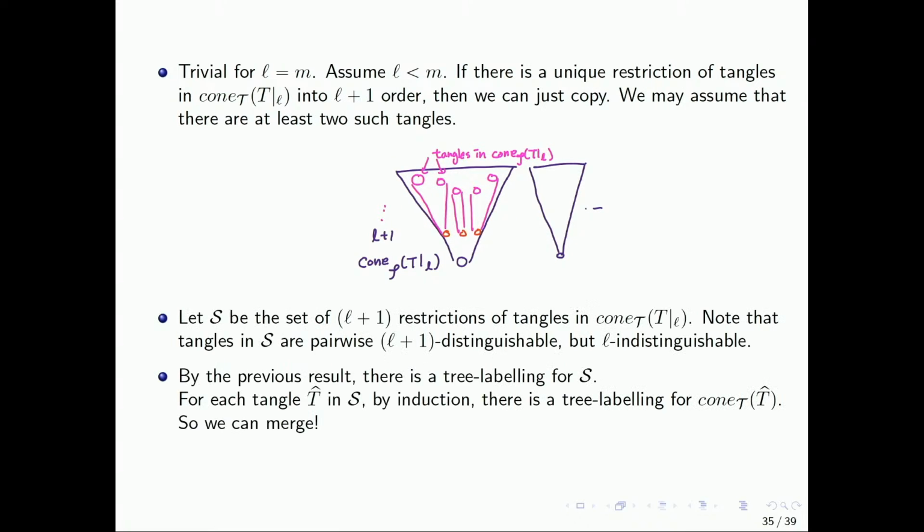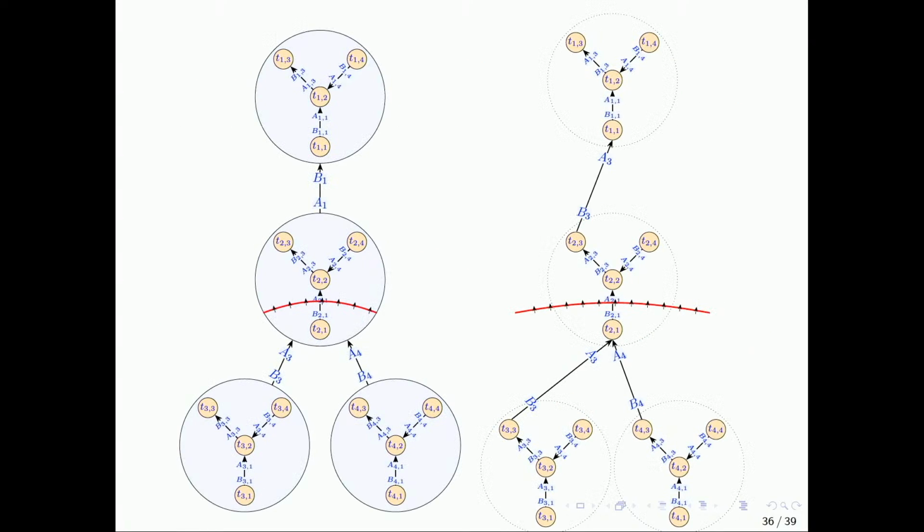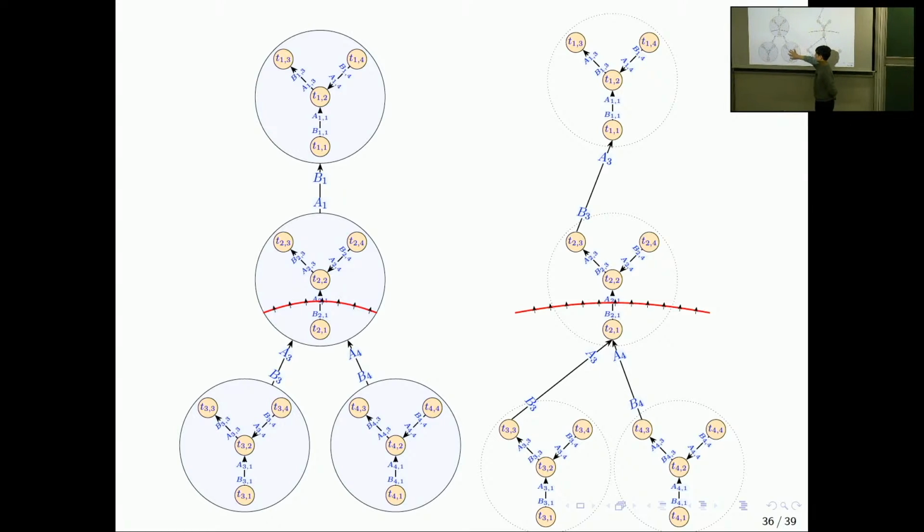So what we do is denote the capital S by these red tangles, and then by the previous result, we can take a tree labeling for S, and then for each tangle in the T heading S, by induction, we can obtain a tree labeling for those cones. And then we can merge somehow like this. If you look at this blue node as one node, this is the tree labeling for S. But each of them has a tree labeling by induction. And then we link them in some way.